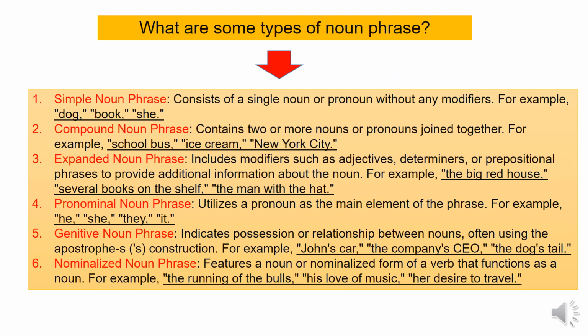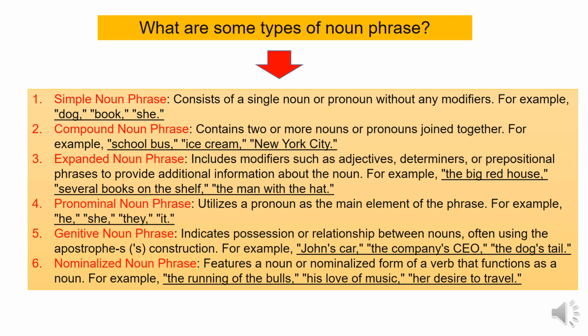And the next question, ladies and gentlemen, is what are some types of noun phrases? So it can be a simple noun. It consists of a single noun or pronoun without any modifiers. So it's a kind of short noun. This is actually not a noun phrase. This is only a noun. So dog, a book, she. This is only a noun. Sorry for putting it there as a noun phrase. This is not a noun phrase.